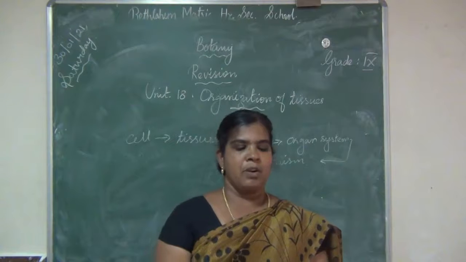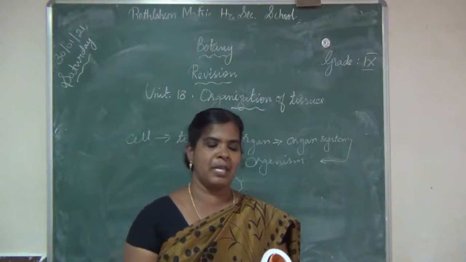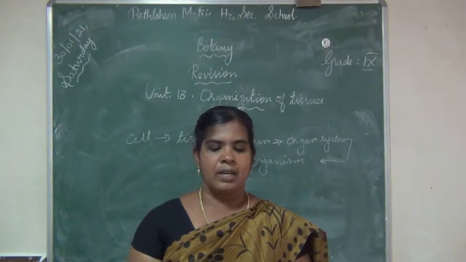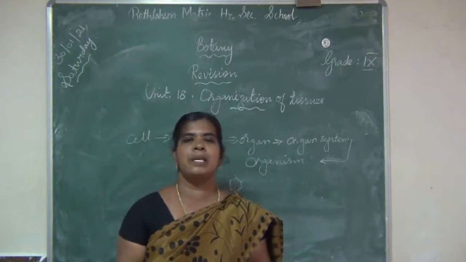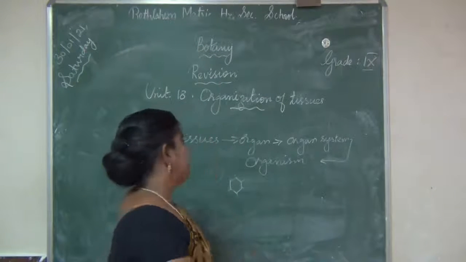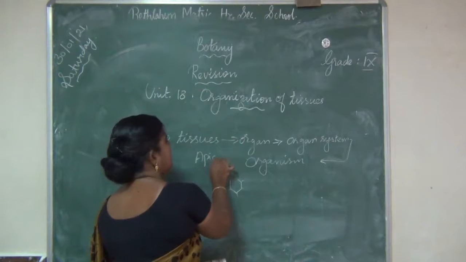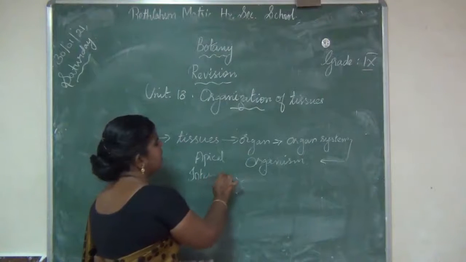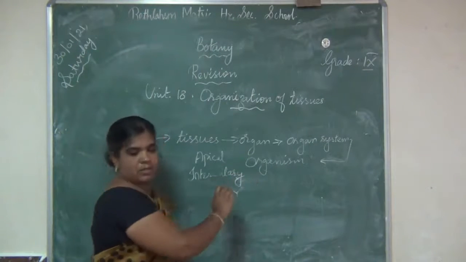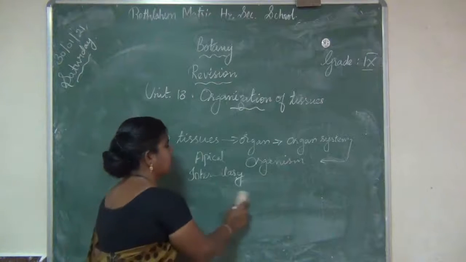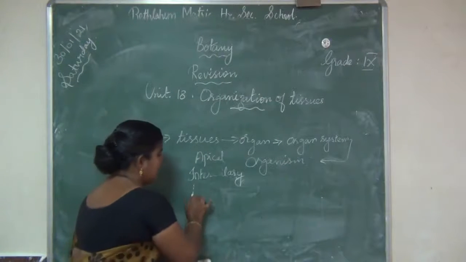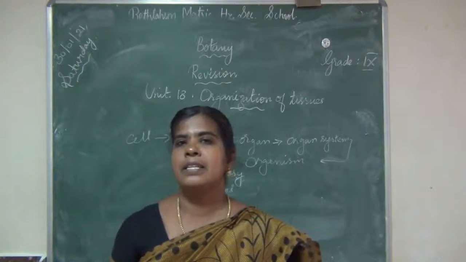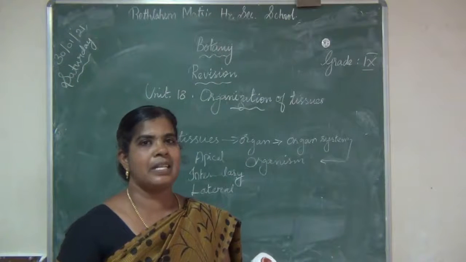Yes. So based on the position of their meristem in the plant body, meristematic tissues are of 3 types. That is, what is that? First one, apical meristem. Second one is intercalary meristem. Third one is lateral meristem. So you have to write down the question there, okay? Explain the types of meristem based on the position in their plant body.